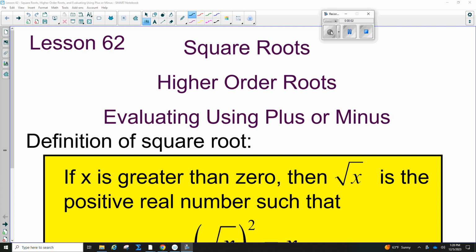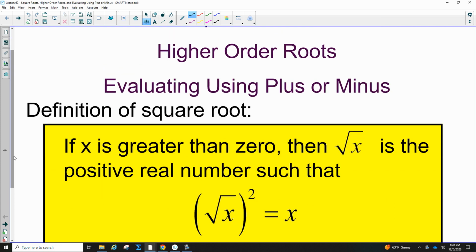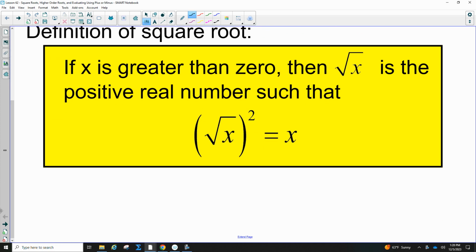All right, lesson 62. So we were doing square roots and then higher order roots like cube roots and fourth roots. And then we'll evaluate plus or minus signs. Okay, so definition of square root. If x is greater than 0, we're doing all positives for now under the square root, then the square root of x, if you square that, is equal to x. All right, so these are inverse operations of each other, the square root and the square. So the square undoes the square root, and you just get x.